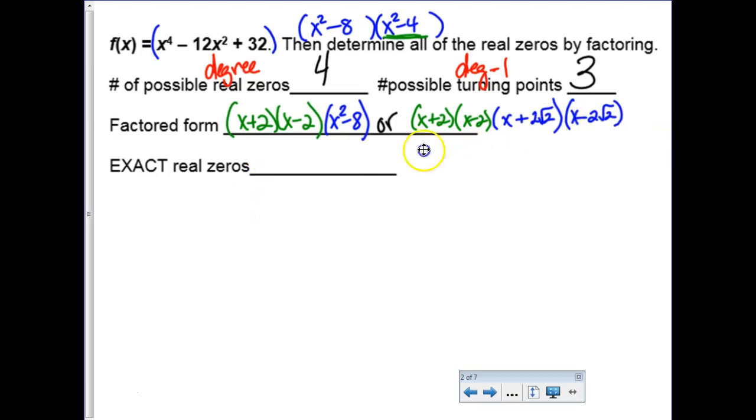I like this fancy answer because when I go to come up with all the exact real zeros, I just think about setting each one of these equal to 0. So for this green part, you get positive 2 and negative 2. And then for the blue part, you get positive 2 square root of 2 and negative 2 square root of 2. Jeez, I can't talk. Alright.